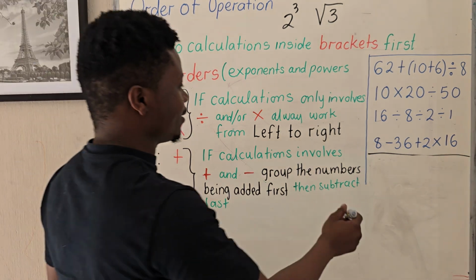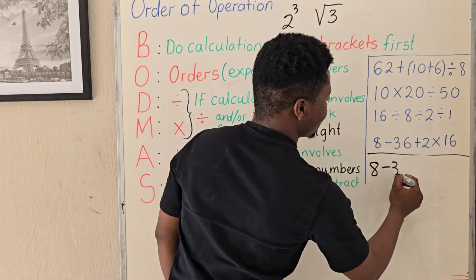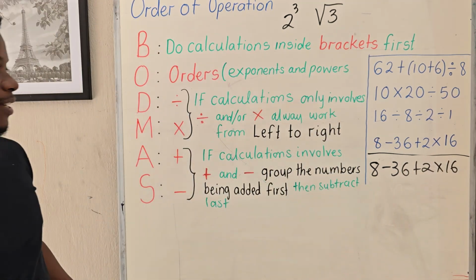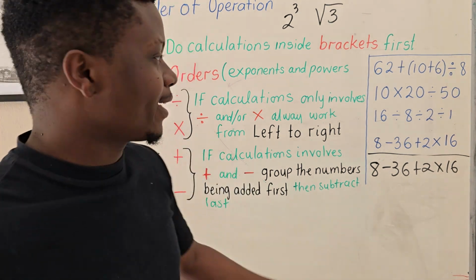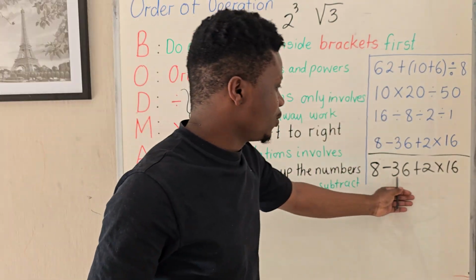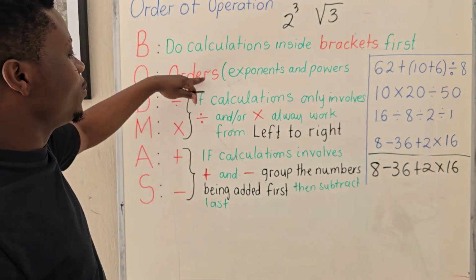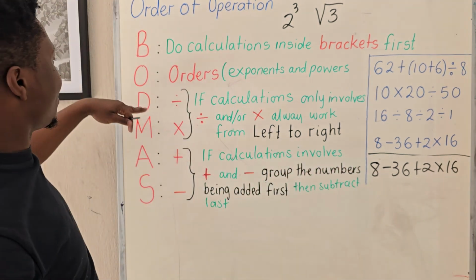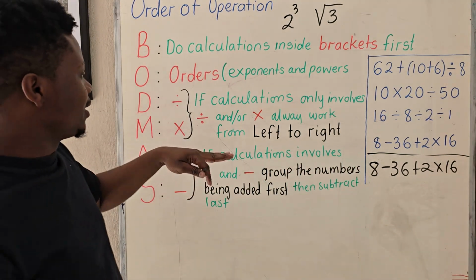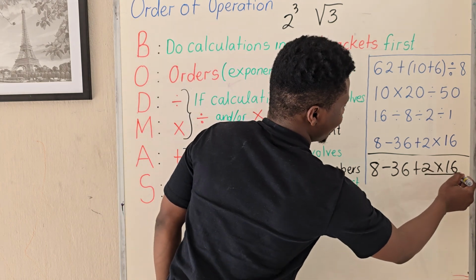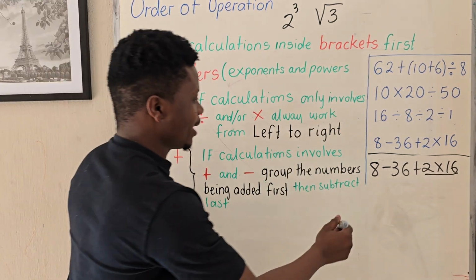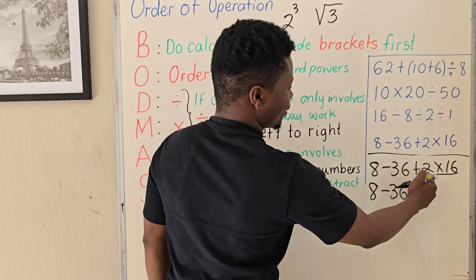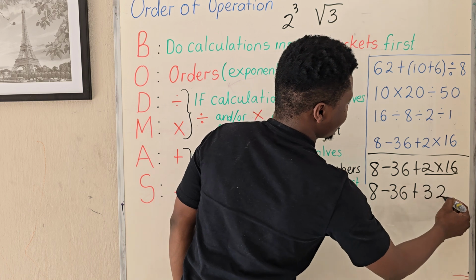Right here we have another sum that says 8 minus 36 plus 2 times 16. Okay, so first thing first, do I have brackets? That's the first thing we have to do. There are no brackets right here. Do I have orders? The exponents and the powers? I don't have those. Do I have division and multiplication? I only have multiplication, so I start with multiplication. So I'm going to rewrite 8 minus 36 plus, what's 2 times 16 is 32.